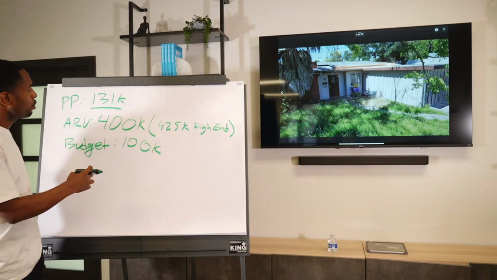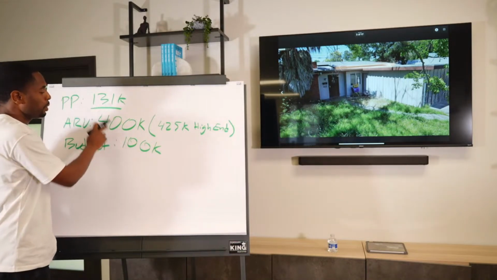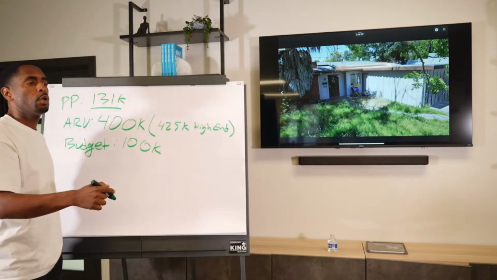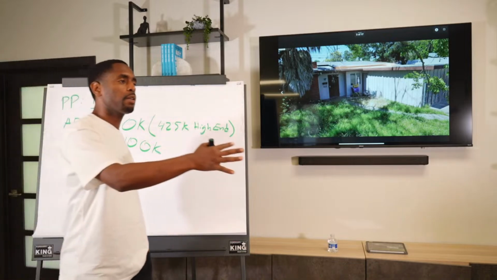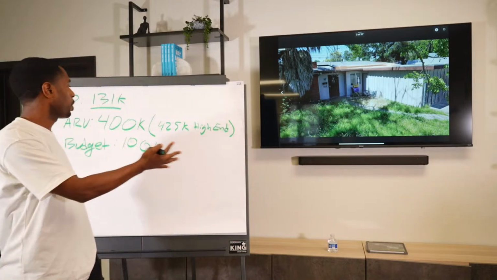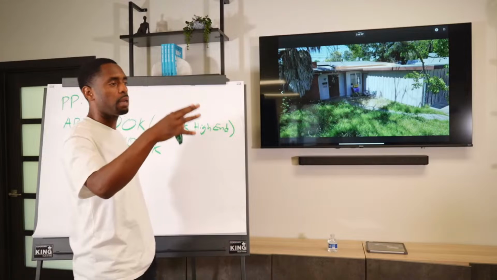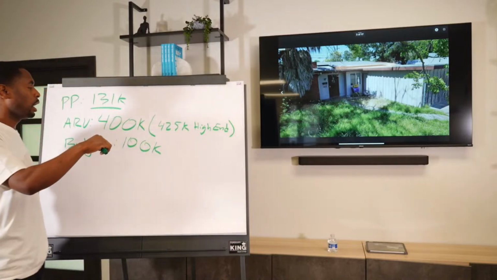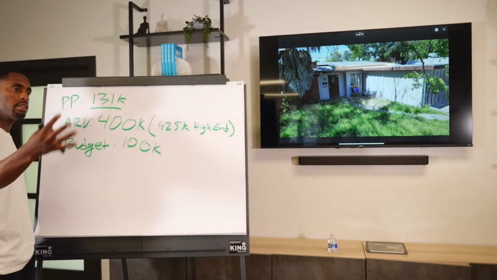So long story short, we're at 131 plus 100,000. That's 231. We're going to have some holding costs every month because we're going to have the project for 4 to 6 months, right? The mortgage on that is probably $1,300. I'm doing some quick math because we're running out of time here. And so $1,300 times 6 months, we'll add that in.